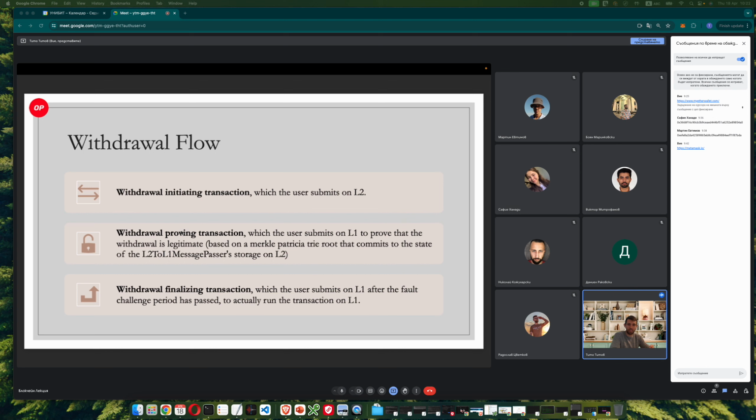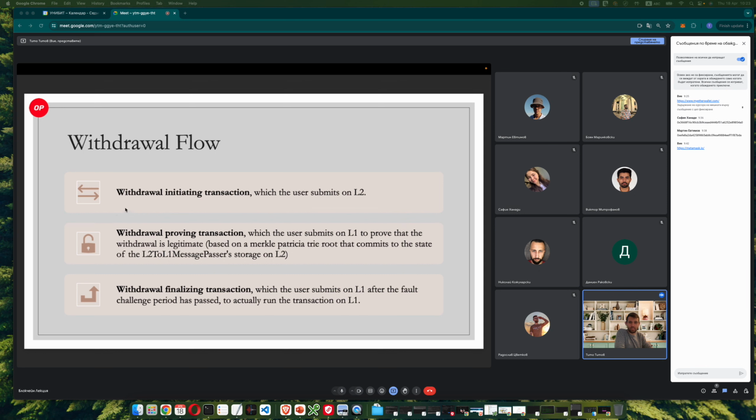But basically, if everything is legitimate, then the layer 2 to layer 1 message is stored on layer 2. And the last phase is withdraw finalizing transaction, which the user submits on layer 1 after the fault challenge period has passed to actually run the transaction on layer 1.